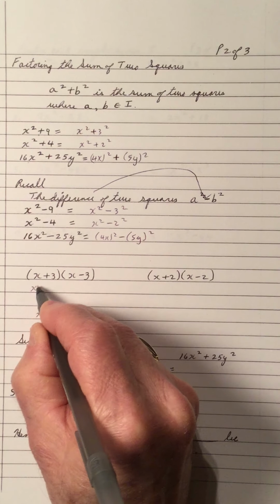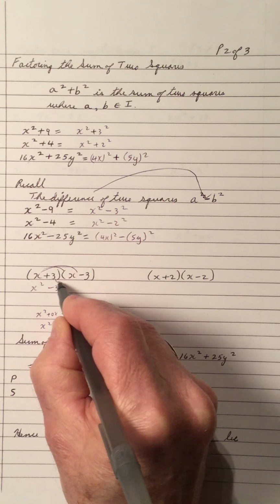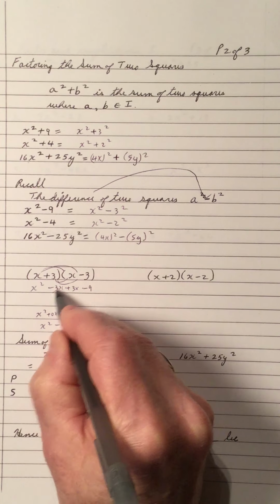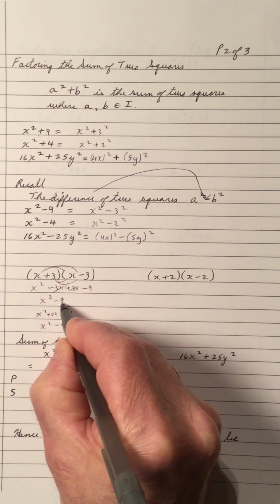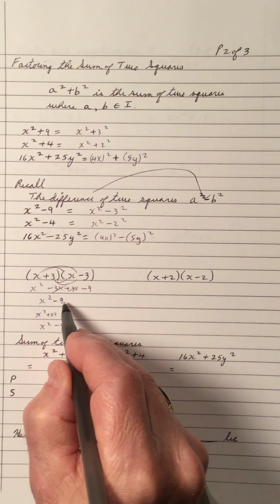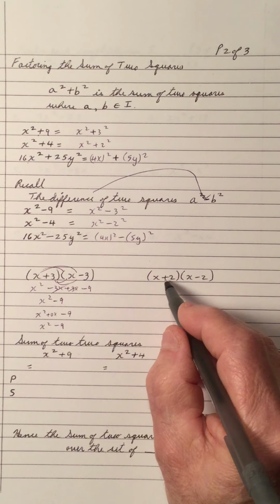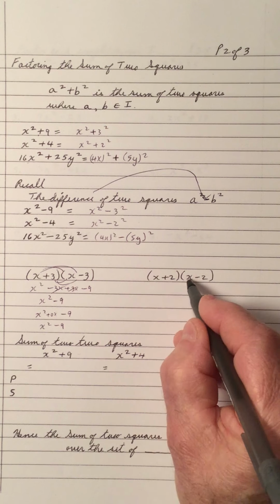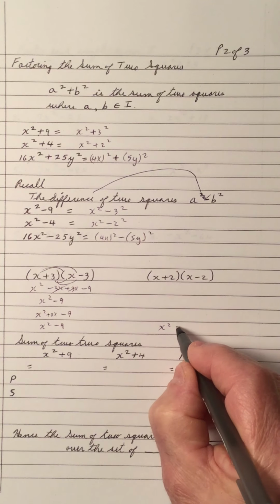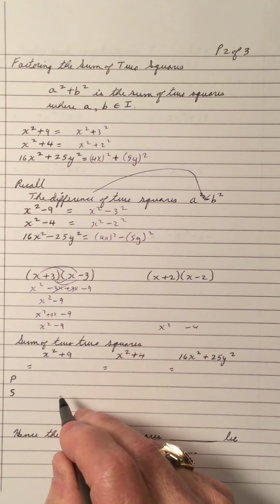But if you did FOIL: first, outside, inside, last, notice these cancel out. So if you did FOIL by the long way, which is perfect, you get x squared minus 9. If you did FOIL fast here, multiply x by x, x squared. Multiply plus 2 by minus 2, minus 4. Add these up, you get a 0, so there's no term in the middle.